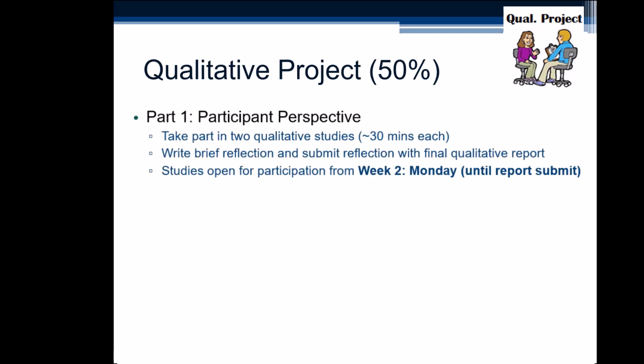As I said, part 1 is the participant perspective. So with this, in the qualitative project, you're going to take part in 2 qualitative studies, or you'll have the opportunity to take part in 2 qualitative studies, and they'll typically last about 20 to maybe 30 minutes depending on the exact nature of that study. Usually these might be open-ended questions as part of a survey, or they might be a focus group, or you might go along to an interview, depending on what type of study you sign up to, and there are a variety available to you.